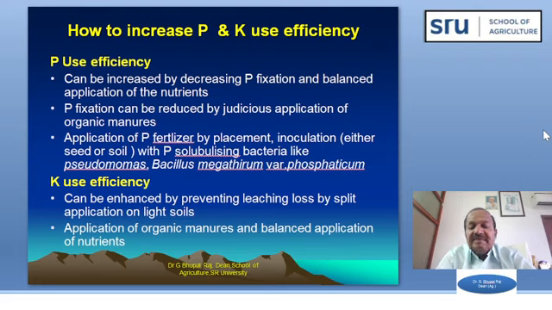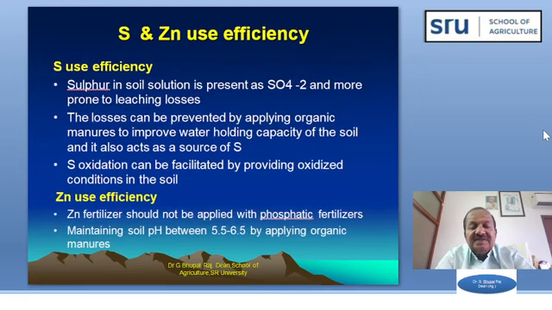Phosphorus fertilizer can be applied by placement, and seed or soil can be inoculated with phosphorus solubilizing bacteria like Pseudomonas and Bacillus megaterium, Bacillus polymyxa. If you use phosphorus solubilizing bacteria, phosphorus use efficiency can be increased. Potash use efficiency can also be enhanced by preventing leaching loss through split application in light soils. Application of organic manures and balanced application of nutrients is important in increasing K use efficiency.